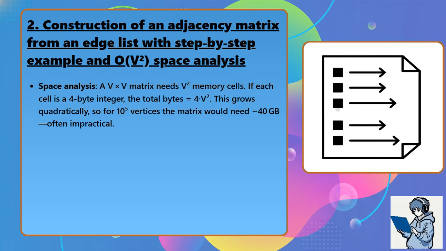Space analysis: a v times v matrix needs v squared memory cells. If each cell is a 4-byte integer, the total bytes equal 4 times v squared. This grows quadratically, so for 100,000 vertices the matrix would need approximately 40 gigabytes, often impractical.